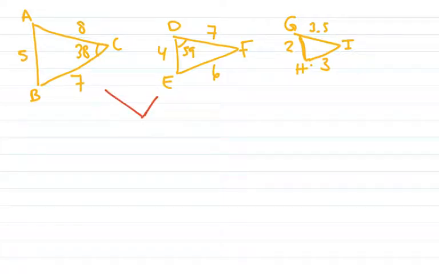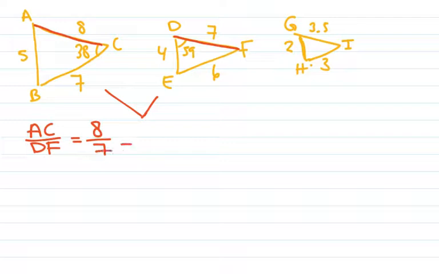So we're going to set up a ratio of their side lengths. So the length of AC is in the same place as DF. So we're going to do AC over DF equals AC is 8 and DF is 7. So that equals 8 over 7. 8 divided by 7 is about 1.14. So the ratio, or the scale factor, for this one is 1.14.